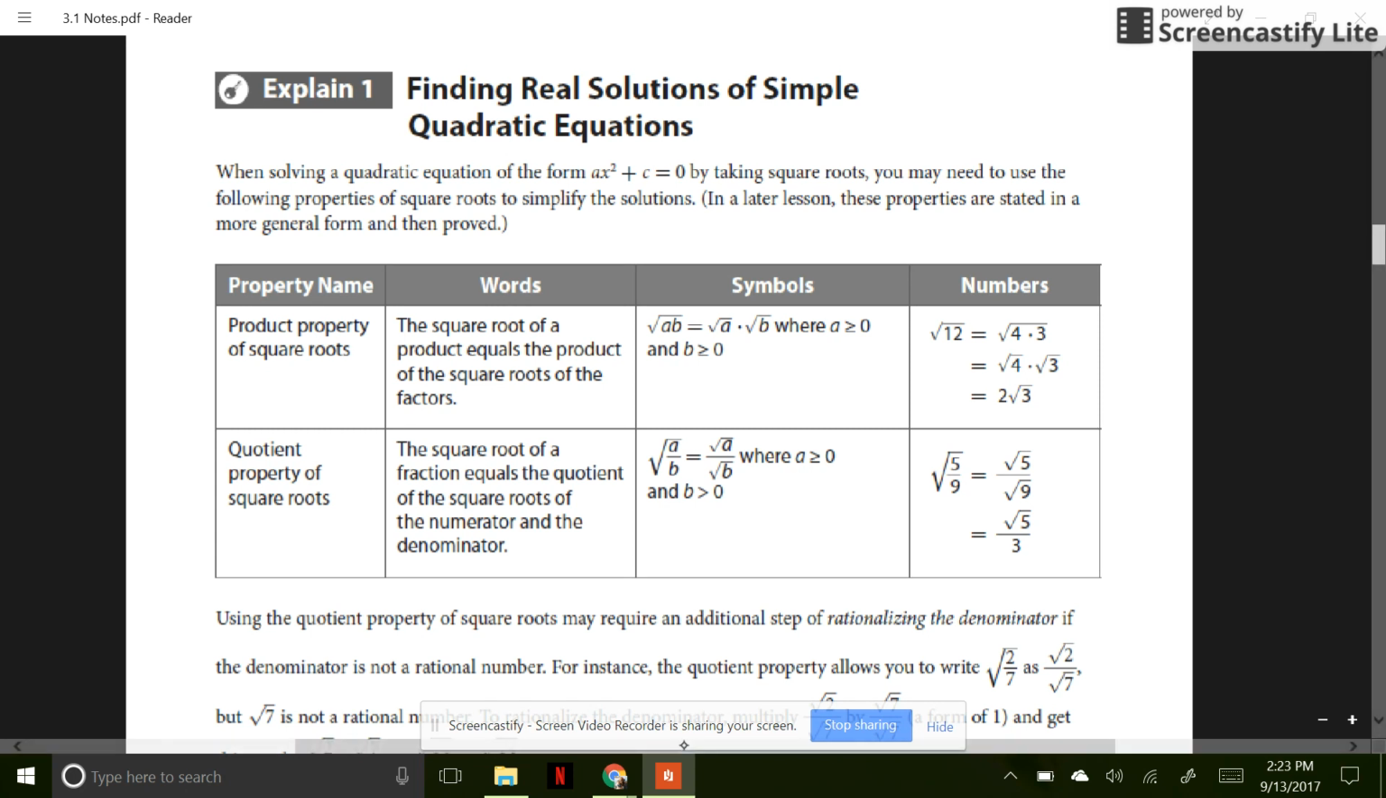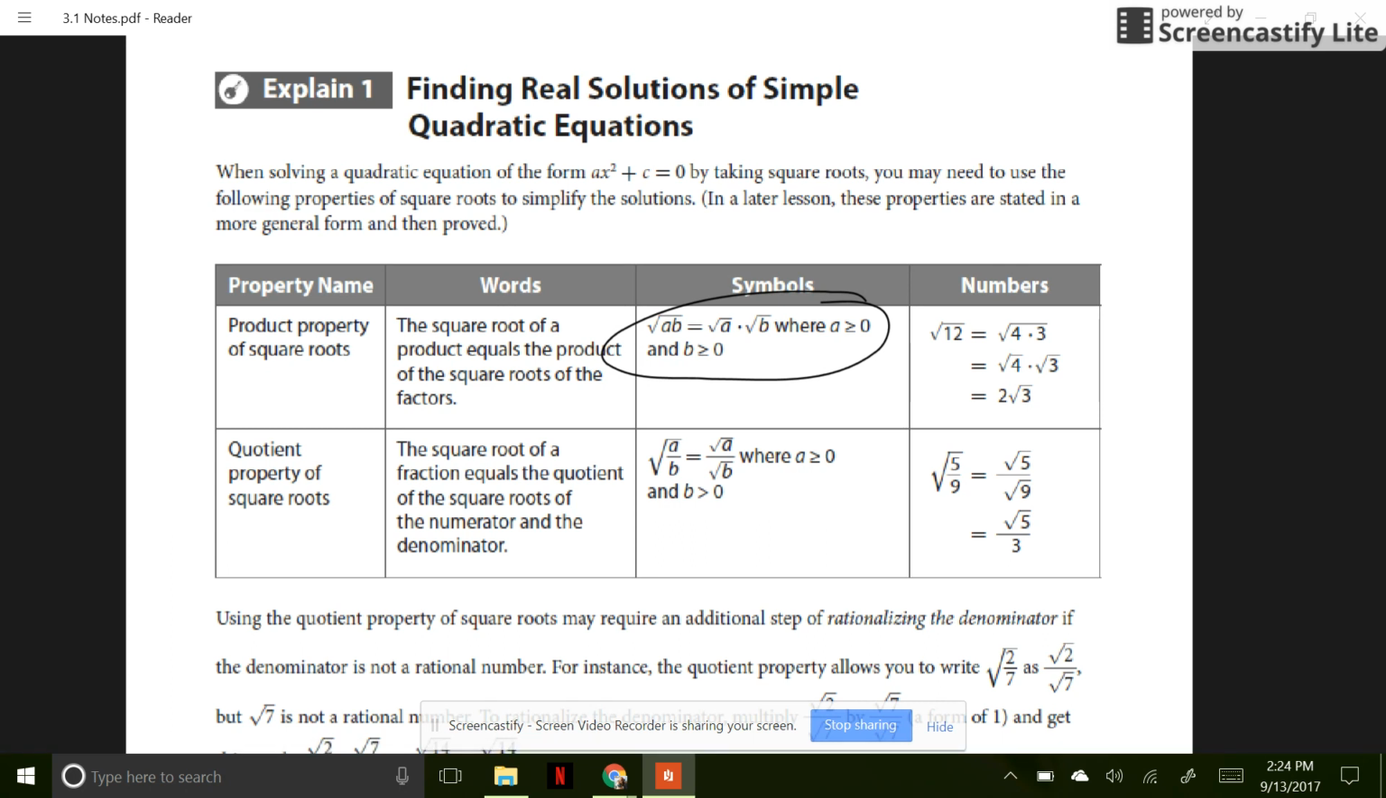So what this is telling us is if we have a number under our square root, we can break it up into different products. So for example here, they had square root 12. Well, that's the same thing as square root of 4 times 3. So we can break that product apart into square root 4 times square root 3. Reduce from there, the square root of 4 is equal to 2, so we get 2 times the square root of 3.